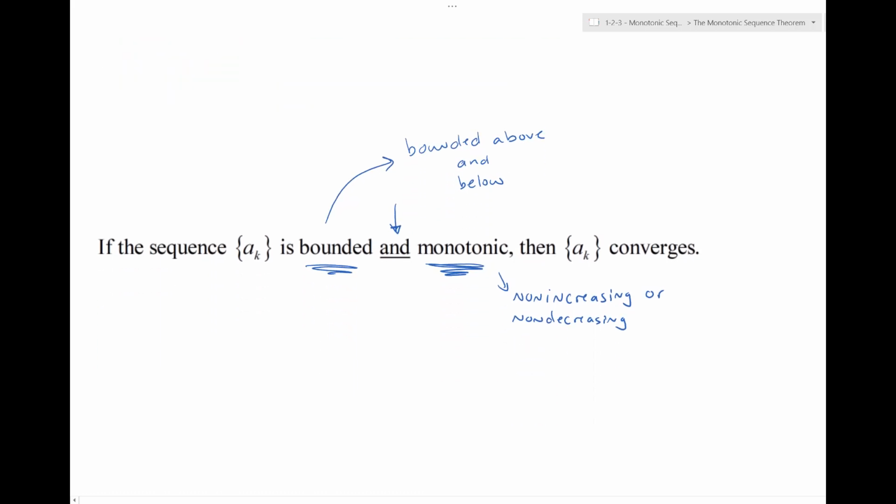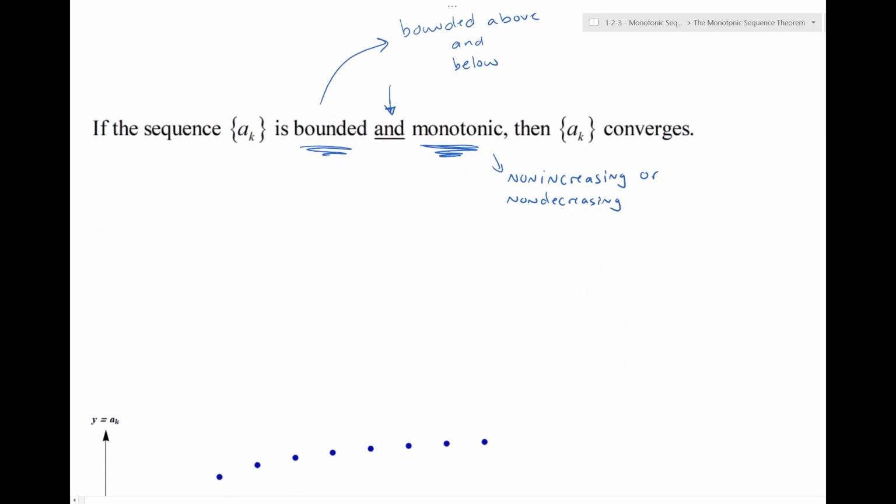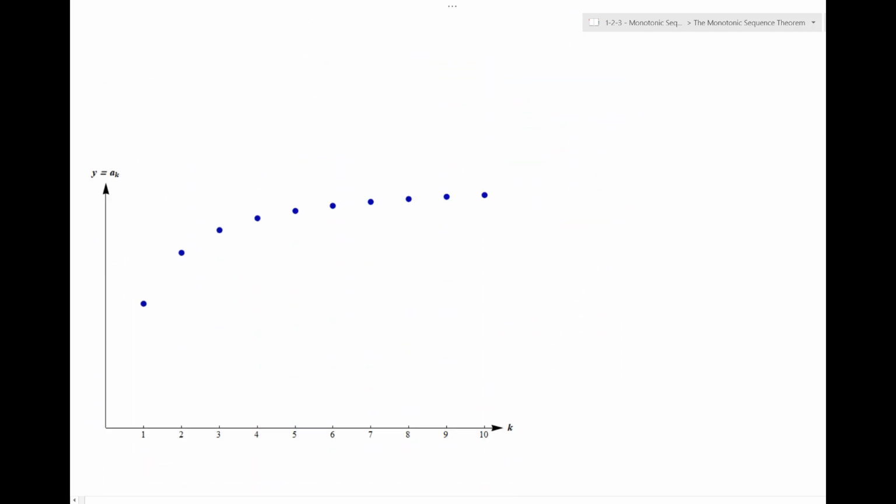Now, why this might be, let's take a look at a couple graphs here. This first graph is showing some sequence. Input down here, k. Output, a_k. So some sequence here. Notice the dots. And as you can see in the graph, the smallest value seems to be at 1, right? So it's that dot right there, whatever that output is. And then it's monotonic, for sure. At least it looks that way because it's not changing directions.